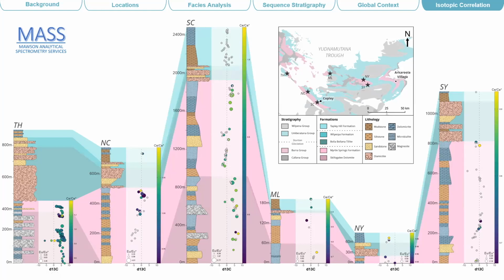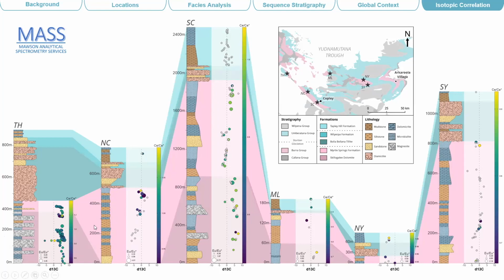So cerium has been used as a proxy for redox conditions. So when you have a more negative cerium anomaly, you have more oxic conditions. And when you are in more of an anoxic setting, you have a higher cerium anomaly. I also looked at europium. That's represented by the size of the dots. So the larger the dot, the larger the europium anomaly.